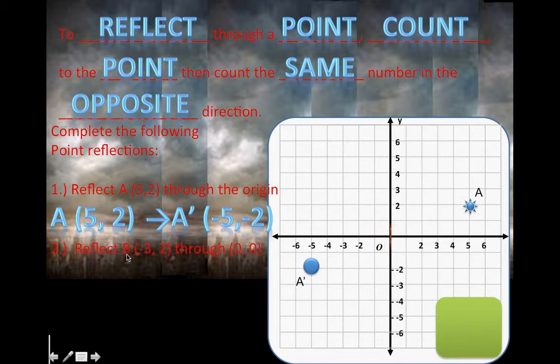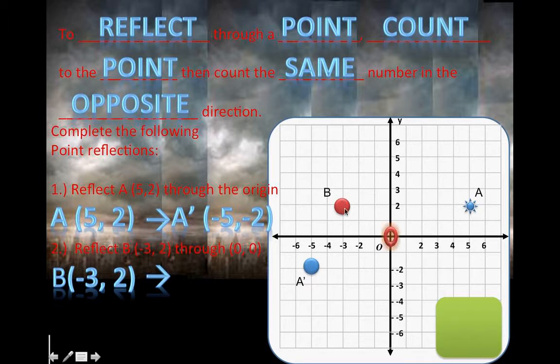Example 2 is going to take point B, which is at negative 3, positive 2. So negative 3 on the x-axis, positive 2 on the y-axis should be right here. And it's going to reflect it through 0, 0. Now 0, 0 is just another name for, that's right, the origin. So we're going to reflect through here and end up somewhere down in this area.